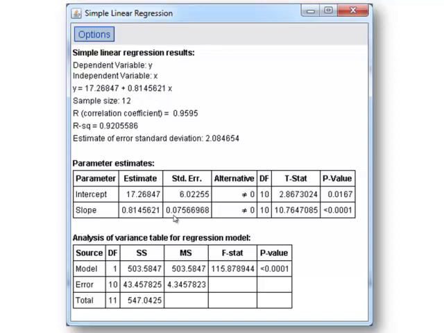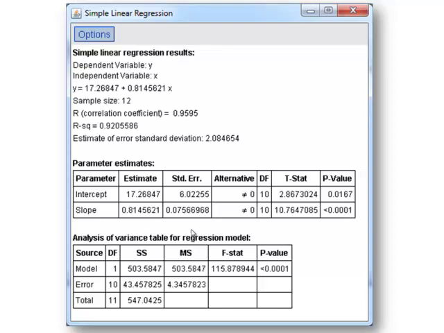We have a standard error of 0.075666968, which again can be used to either test that the slope is equal to 0, or it can be used to create a confidence interval on the slope. In testing that the slope is not equal to 0, we have 10 degrees of freedom, and we have a test statistic of 10.76, which gives us a p-value of less than 0.0001, which indicates that the slope is significantly different from 0.